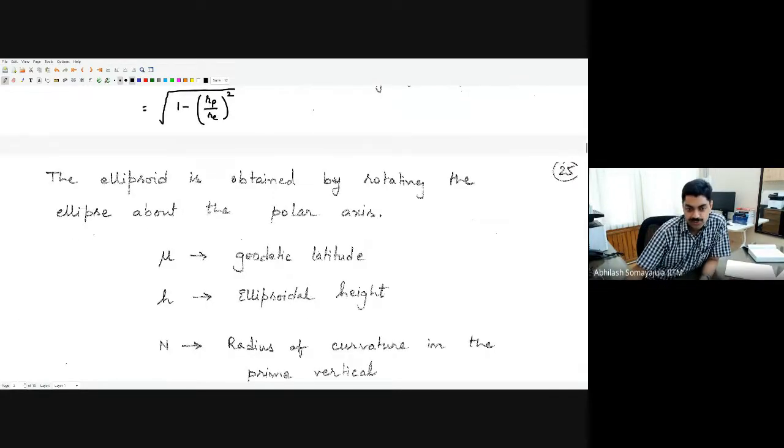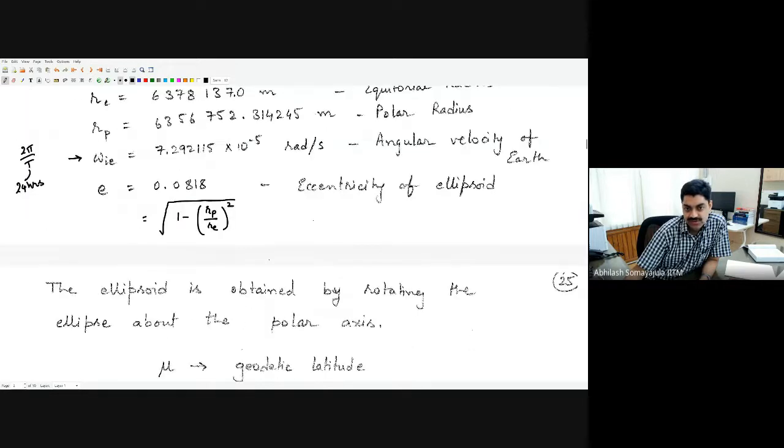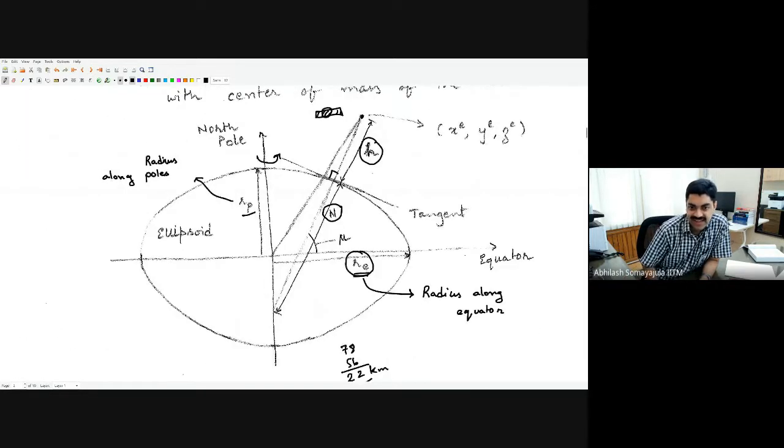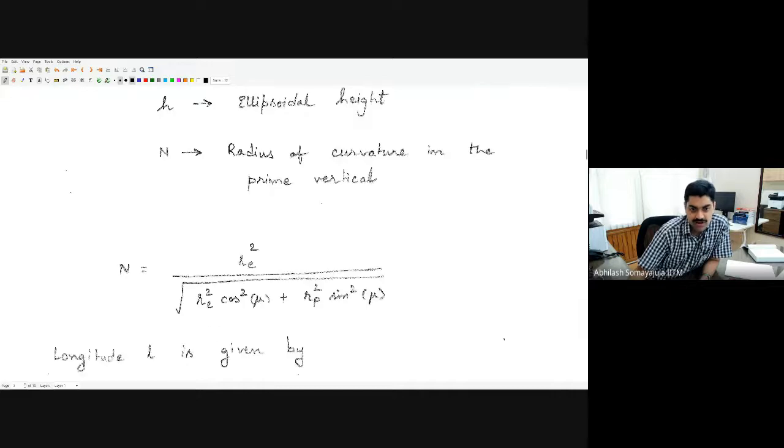Now, the latitude, which we call the geodetic latitude, as we already discussed, is defined as the angle this line makes with the equatorial plane. That angle is called the latitude angle mu. So when we are at the equator, what will be the value of this latitude? 0. And when we are at the pole, it will be 90 degrees.